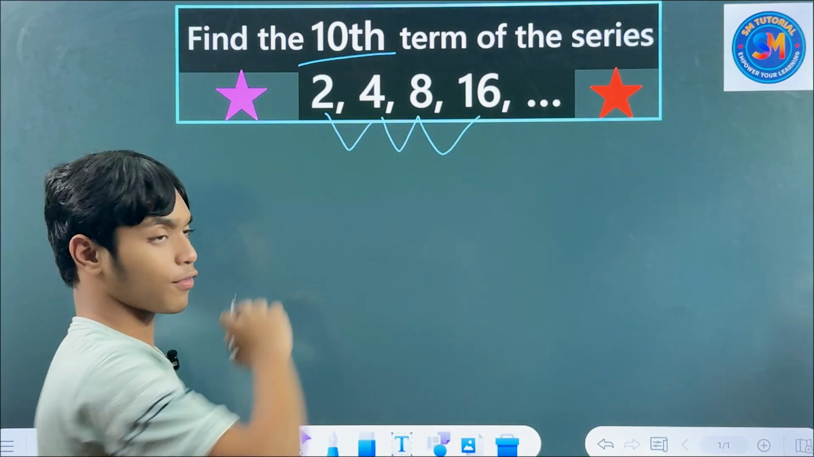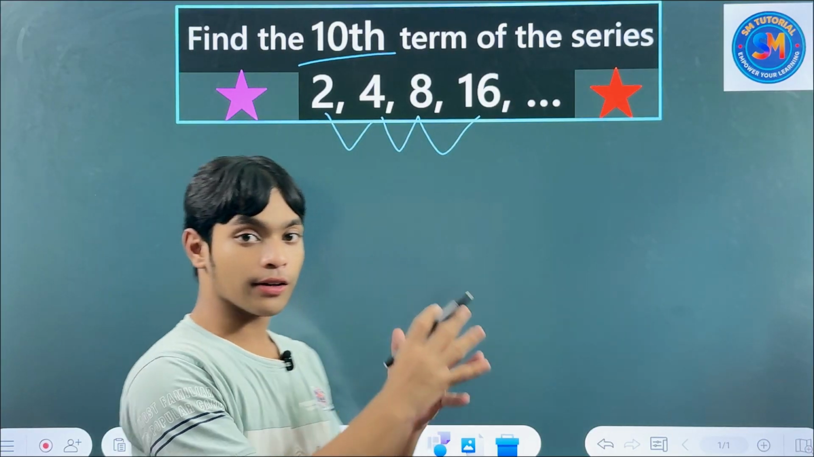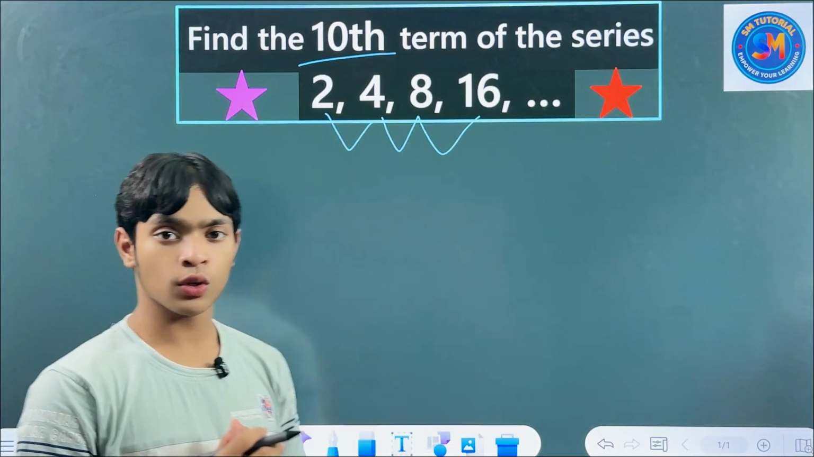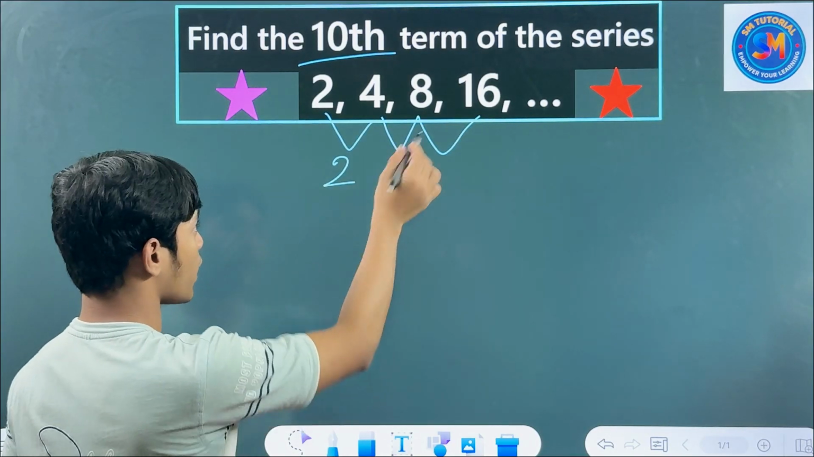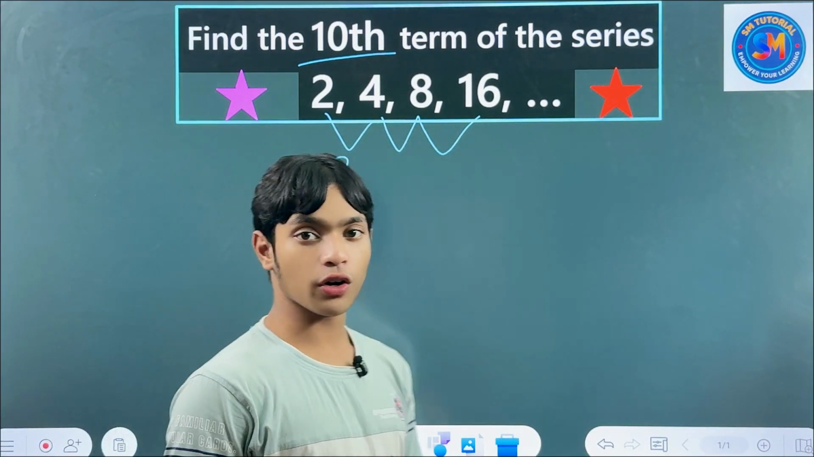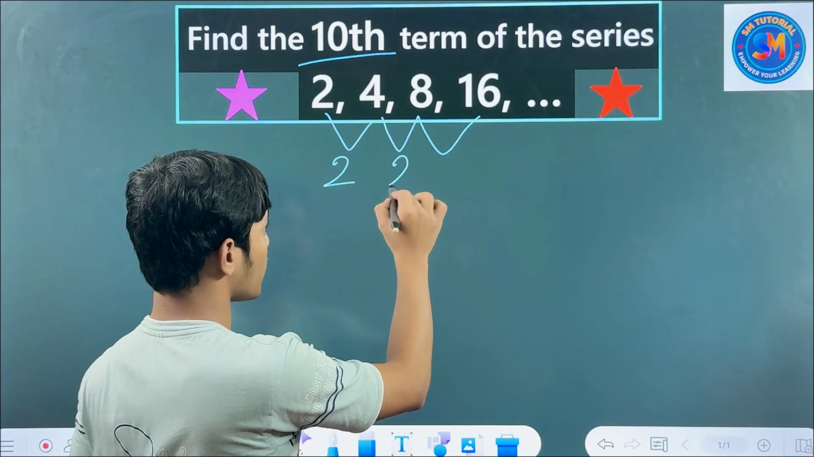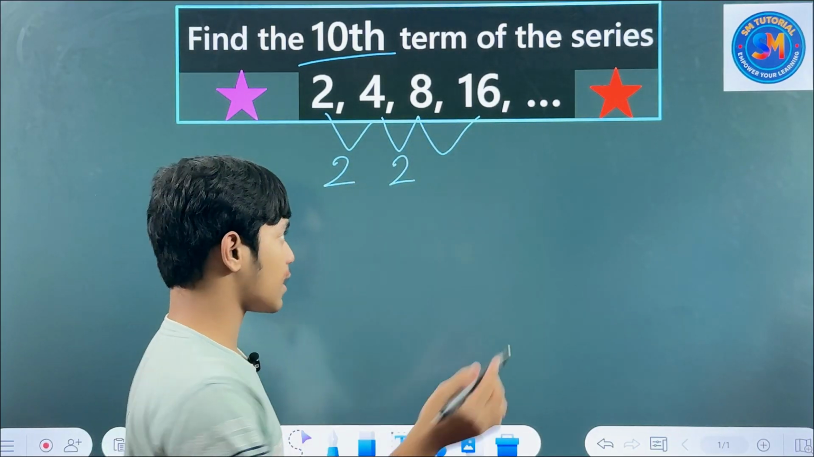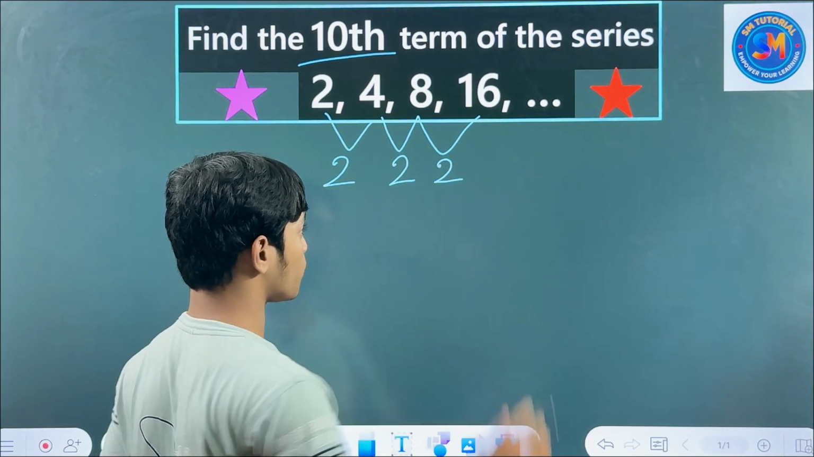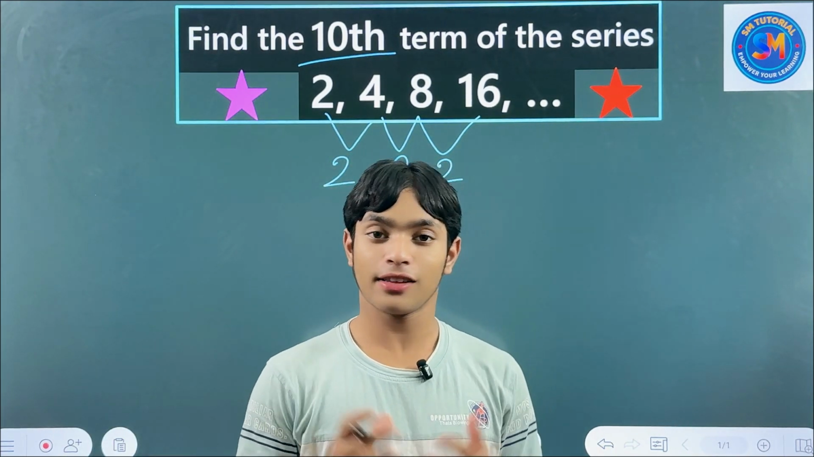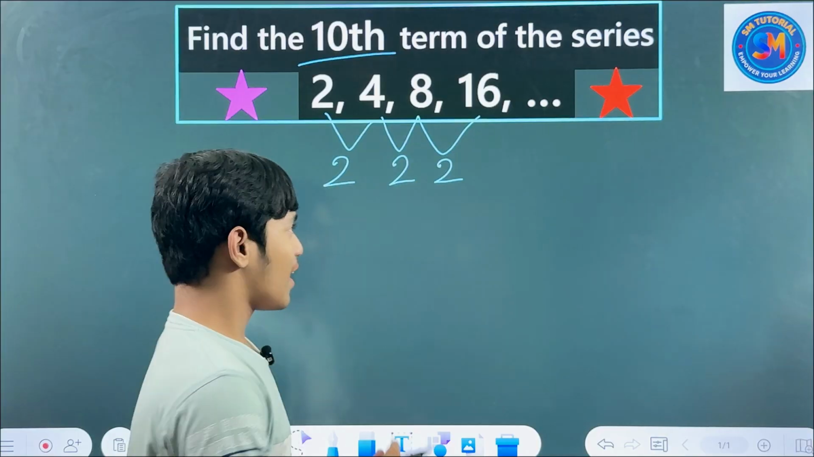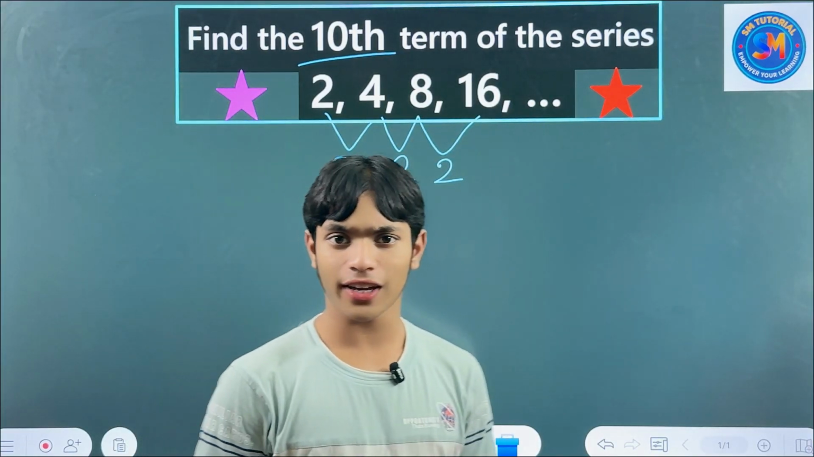So the first is 4, then 2. 4 divided by 2 is 2. Then 8 divided by 4 is again 2. And 16 by 8, the same thing, 2. So it is verified that this is a geometric series. Do you know the formula for how to solve it?